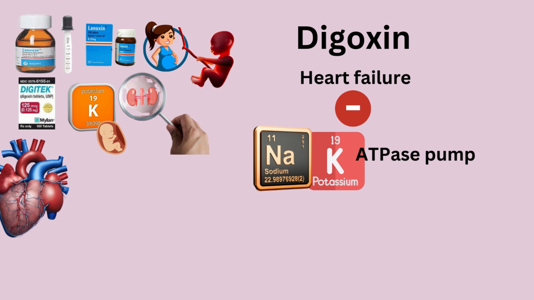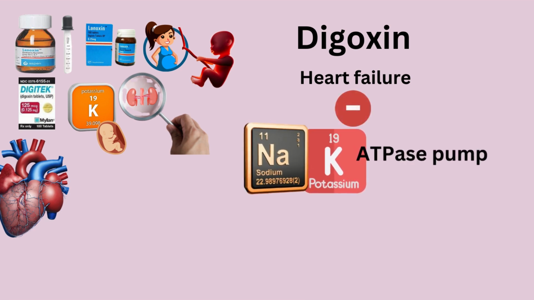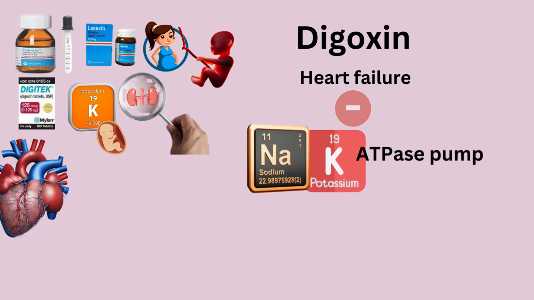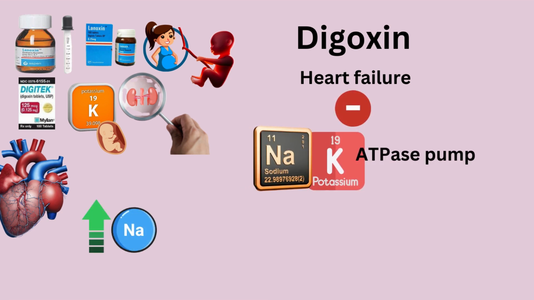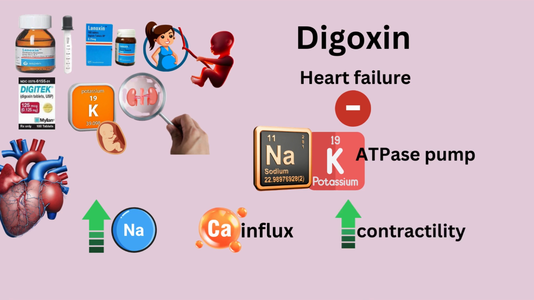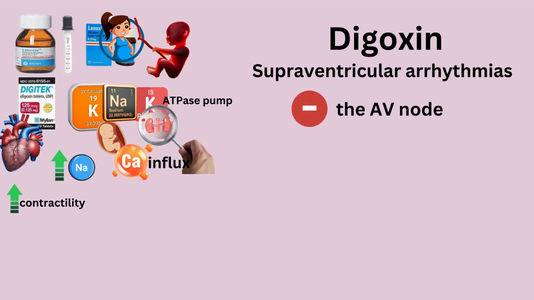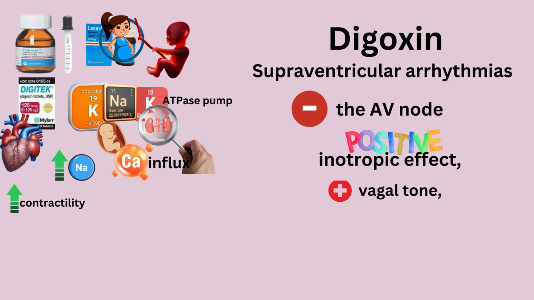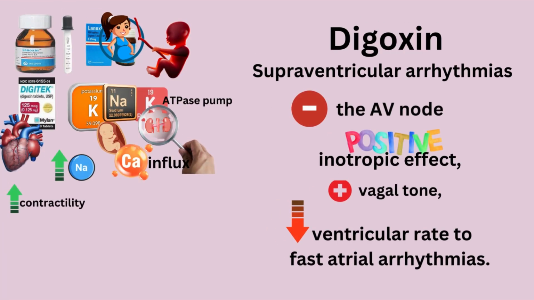Mechanism of action. In heart failure, inhibition of sodium-potassium ATPase pump in myocardial cells results in transient increase of intracellular sodium, which in turn promotes calcium influx via the sodium-calcium exchange pump, leading to increased contractility. In supraventricular arrhythmias, direct suppression of the AV node conduction to increase effective refractory period and decrease conduction velocity. Positive inotropic effect, enhanced vagal tone, and decreased ventricular rate in fast atrial arrhythmias. Atrial fibrillation may decrease sensitivity and increase tolerance to higher serum digoxin concentrations.